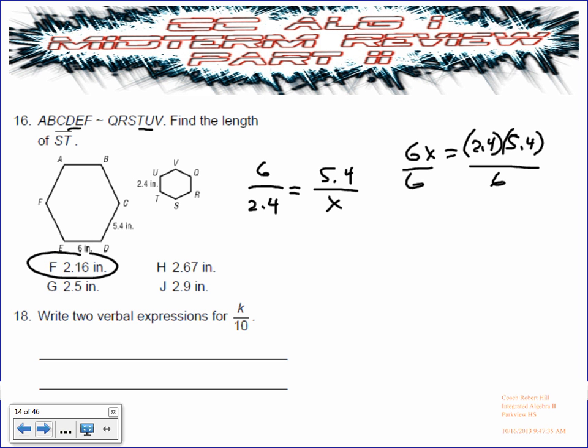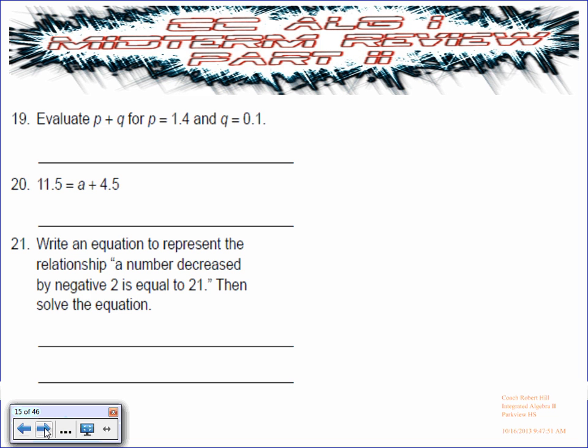Okay. So, write 2 verbal expressions for K. K over 10. K divided by 10. The quotient of K. Evaluate P plus Q. So 1.4 plus 0.1 is 1.5. You subtract the 4.5 from both sides. When you subtract 4.5 from both sides, 8 equals.